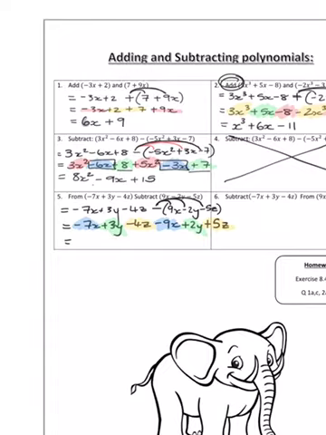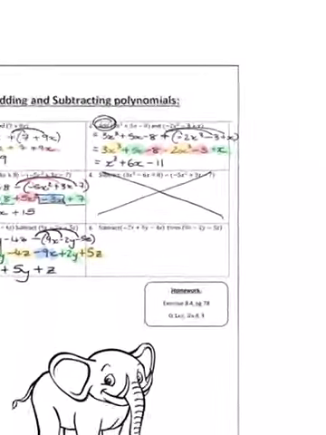Alright, so we have negative 7, take away another 9 is negative 16x. 3 plus 2 is 5y, and then positive z, 1z. Negative 4 plus 5 is positive 1.